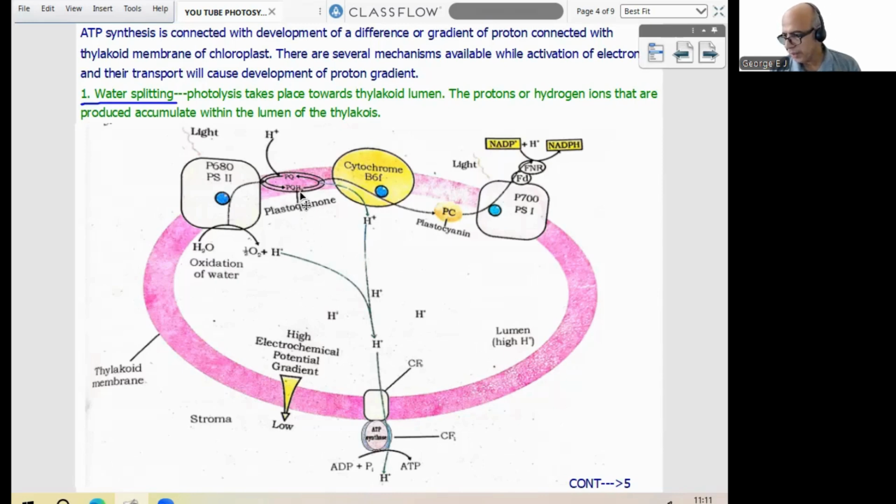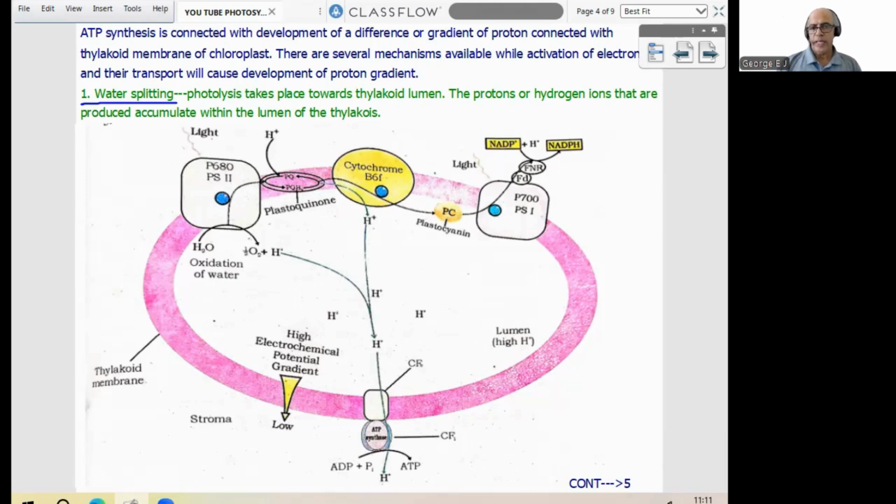So you can find it is passing into plastocyanin inside the membrane, the lumen. H+ will be released to the thylakoid lumen. So, very beautiful diagram.